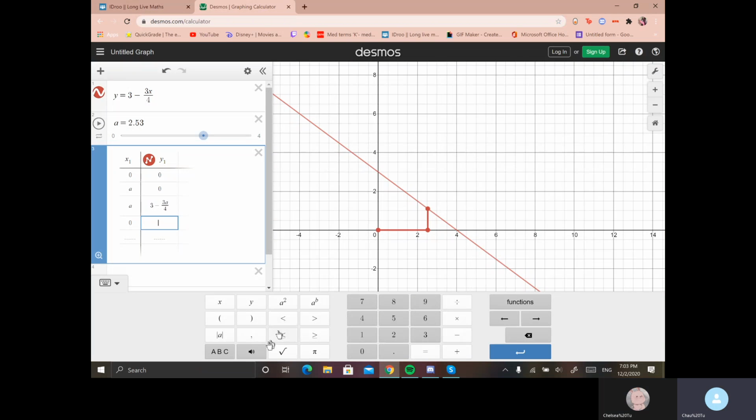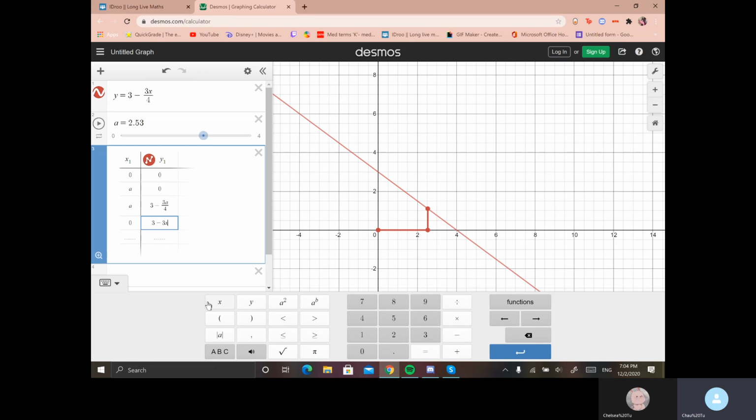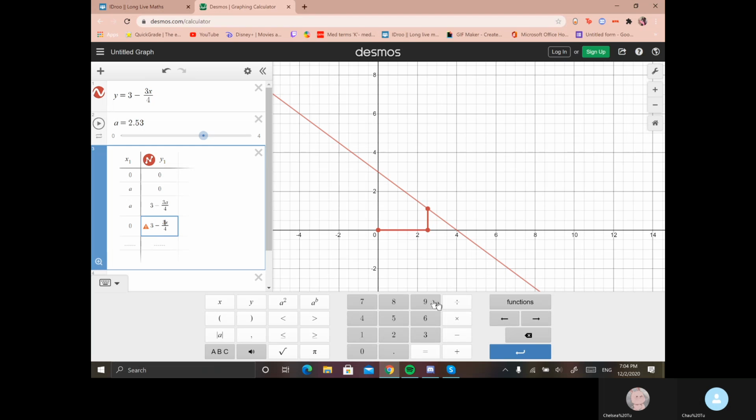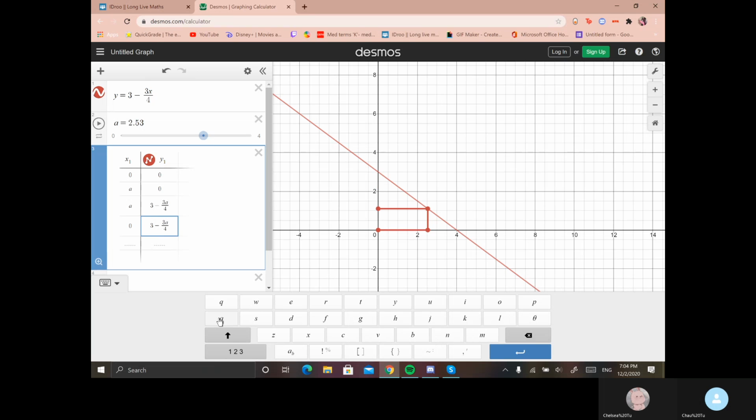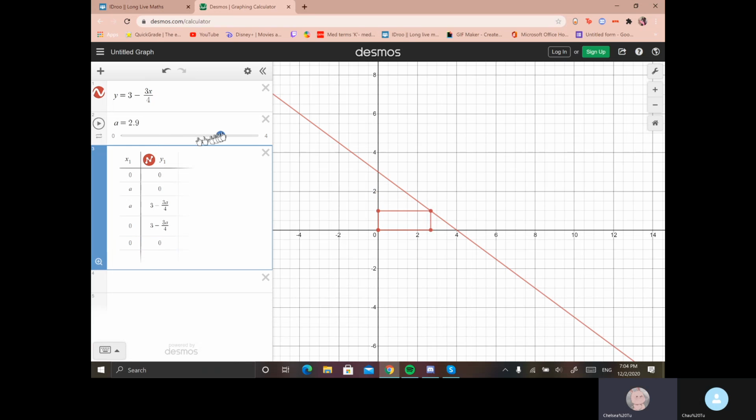So the coordinates here would be 3 minus 3x over 4. Because it's the same height as the other point. Yeah. And then join it back to the origin. Oh, whoa. And as you slide it back and forth, you can see that the left height must be the same as the right height because it's a rectangle.